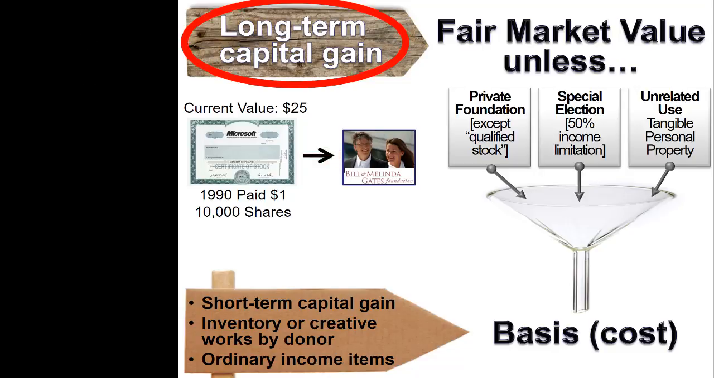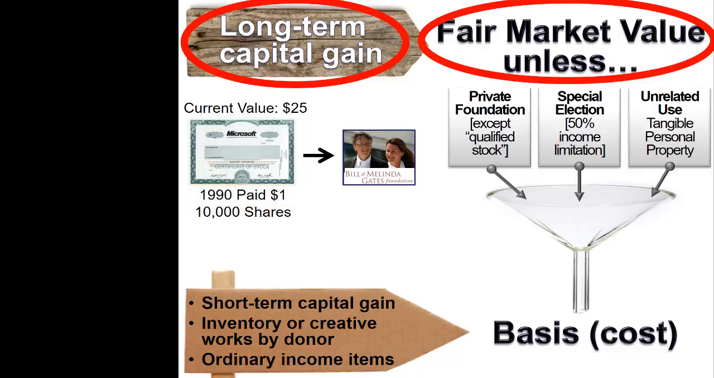Initially, it is useful to note that this is long-term capital gain property. This is true because the donor has owned it for more than 12 months and it has gone up in value. Because it is long-term capital gain property, there is at least the potential that the donor can deduct its fair market value, unless one of the exceptions apply.